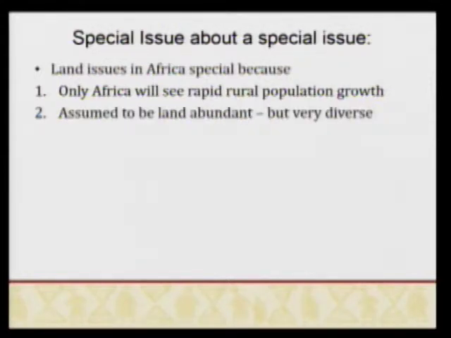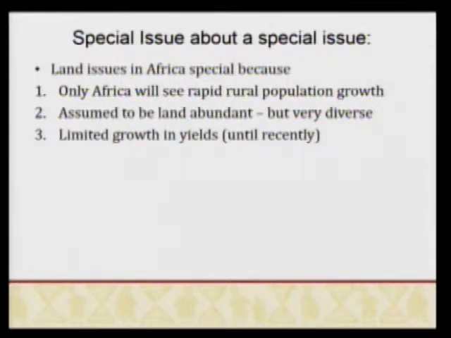Secondly, Africa is always assumed to be land abundant. And in fact, if you look at a map of Africa, you can see why. But once you net out vast swathes of desert and the vast forests in the Congo, a lot of the land is clustered in a few countries. So it's very diverse. And in fact, we're going to talk about two Africas, a land-constrained Africa and a land-abundant Africa.